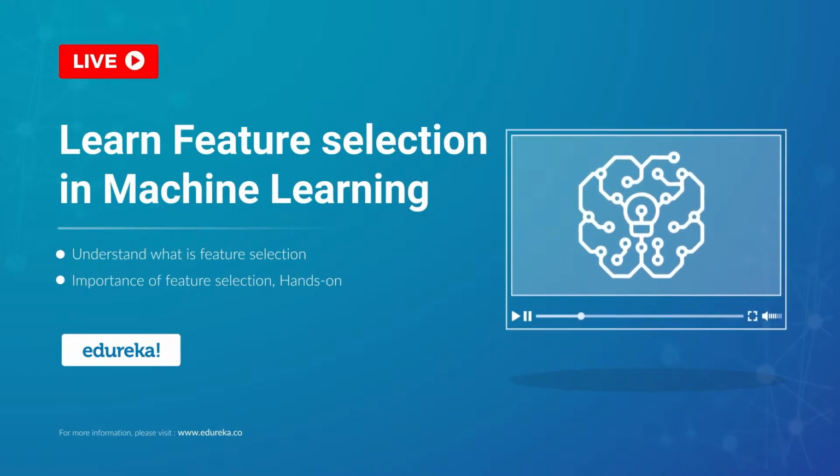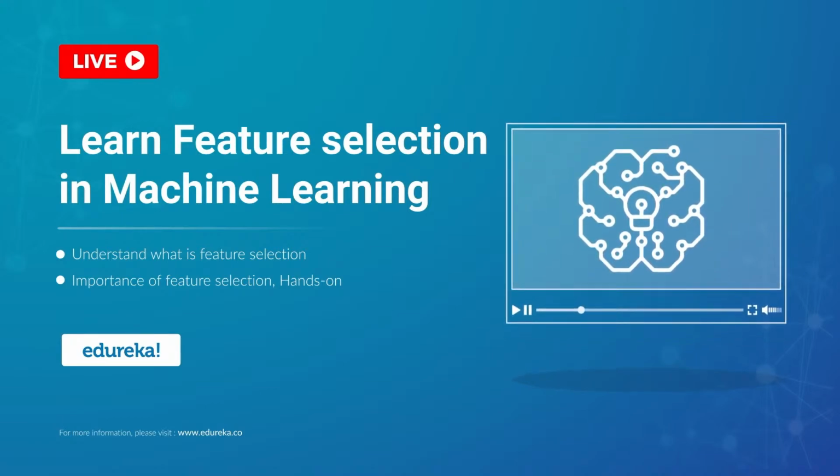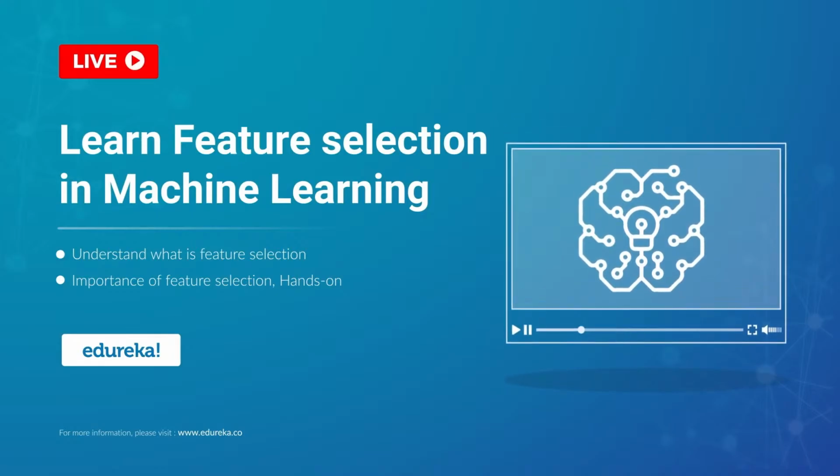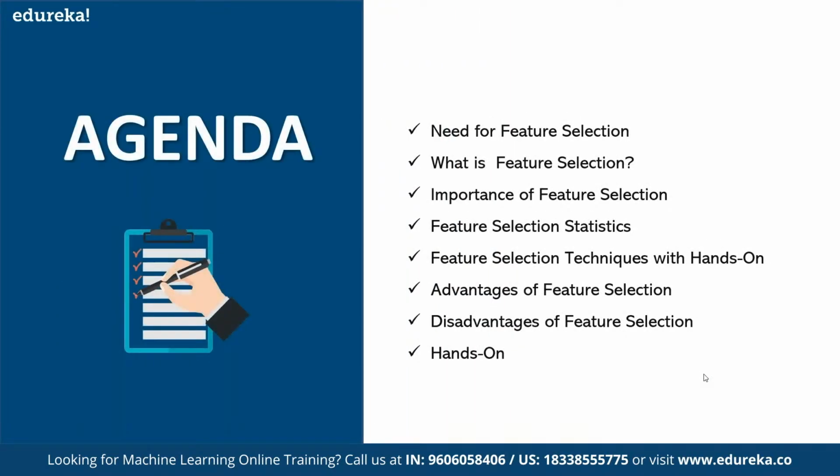So let's get started. As part of today's agenda, we'll understand why we require feature engineering and what this feature selection is. Then we'll understand the importance of feature selection. We'll look into the feature selection statistics. We'll look into the feature selection techniques in a hands-on manner. And then we'll also look into the advantages and disadvantages of feature selection. So that's how we progress in our learning journey today.